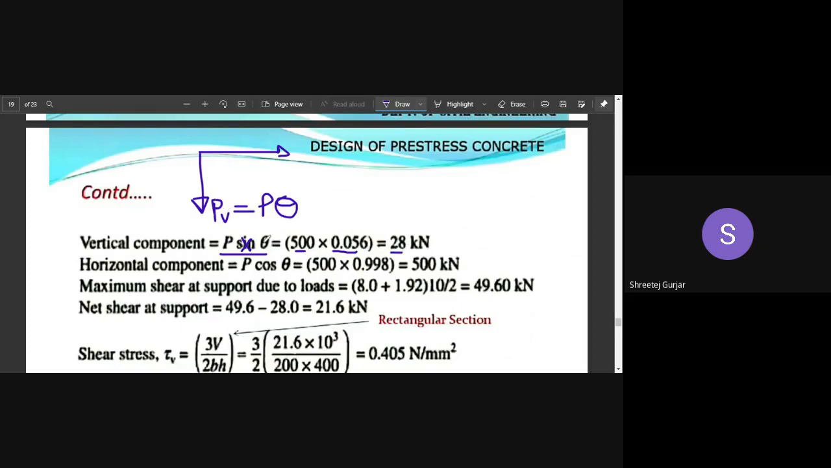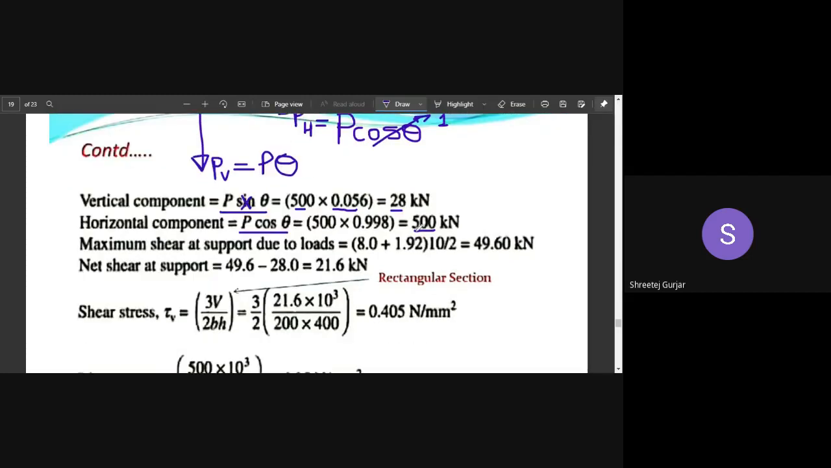So PV we have calculated. Now, horizontal component you can also calculate if you want. Horizontal component PH is equal to what? P cos theta, right? But since theta is very small, we can directly consider this as P itself. Cos 0 is equal to 1. Hence, you can directly write it as P. Hence, they have written it as 500 kilonewton as it is. Okay. So PH and PV we have calculated, horizontal and vertical.